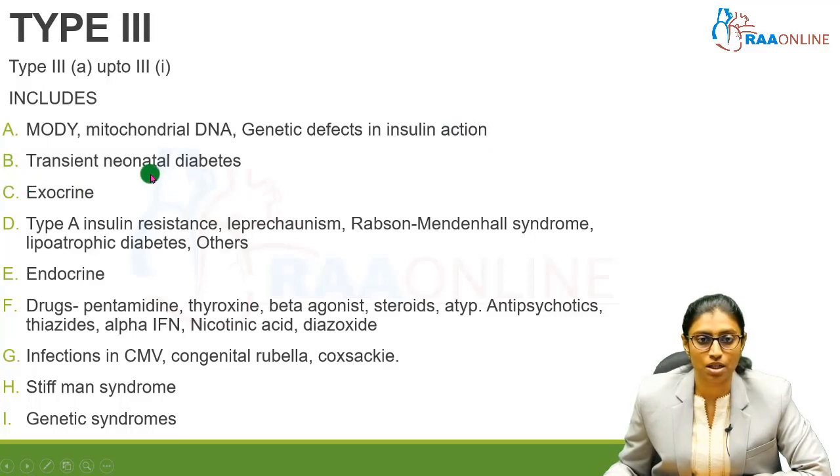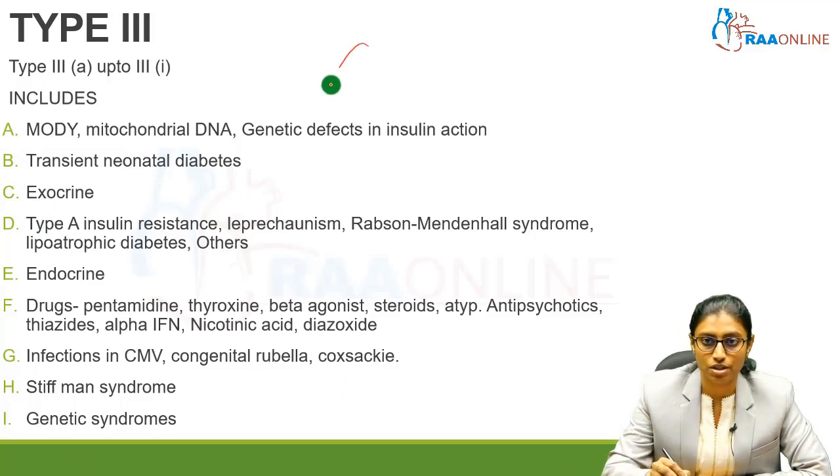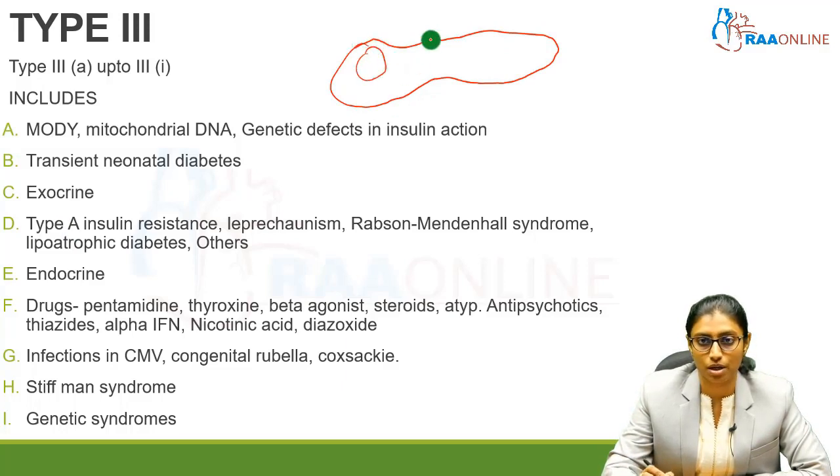Type 3B is transient neonatal diabetes. As the name itself suggests, it is a transient phenomenon and presents in neonates. Type C is exocrine diabetes mellitus. All of us know that the production of insulin happens in the pancreas. Your pancreas is composed of an exocrine part and an endocrine part. The exocrine part produces all the secretions of your pancreatic juice. The endocrine pancreas consists of alpha cells, beta cells and delta cells. So your beta cells are going to produce your insulin. Whenever you have a disturbance in the beta cells of the pancreas, which are concentrated in groups called islets of Langerhans, that is called endocrine diabetes.